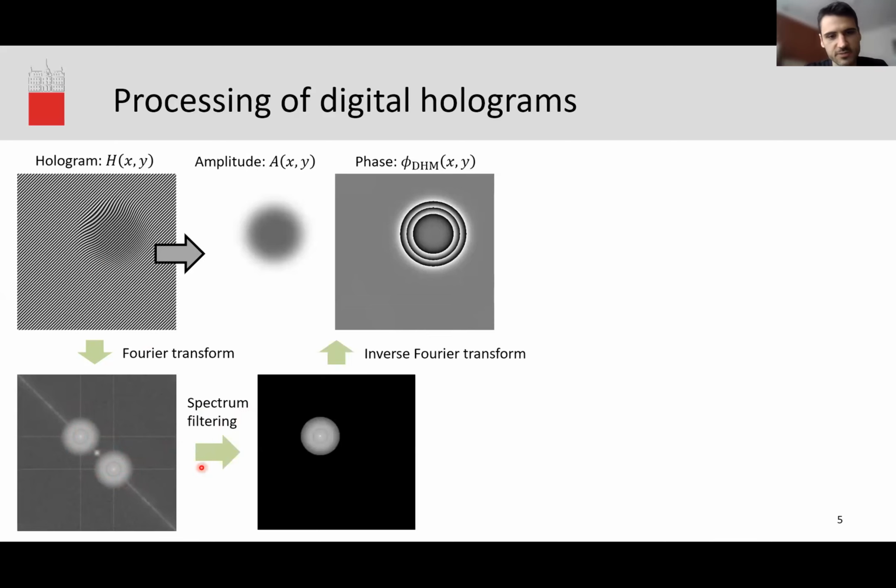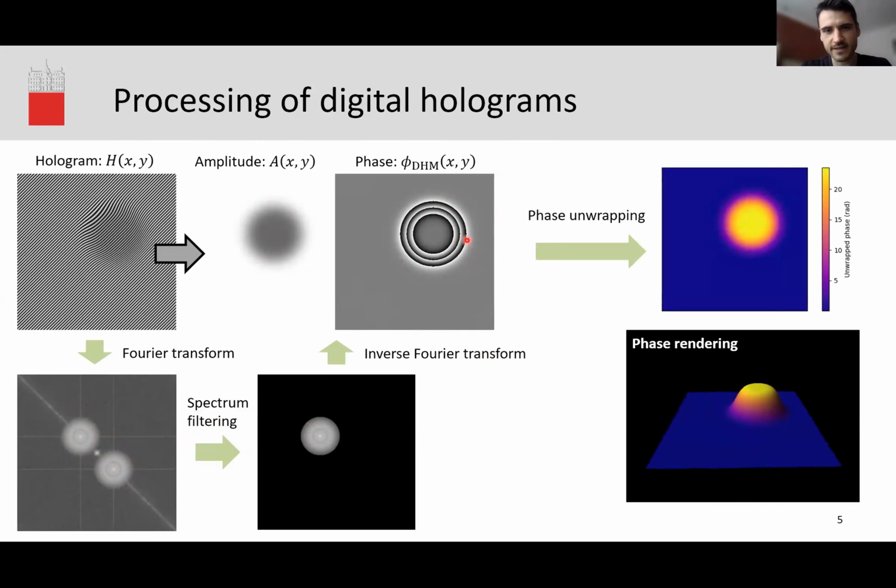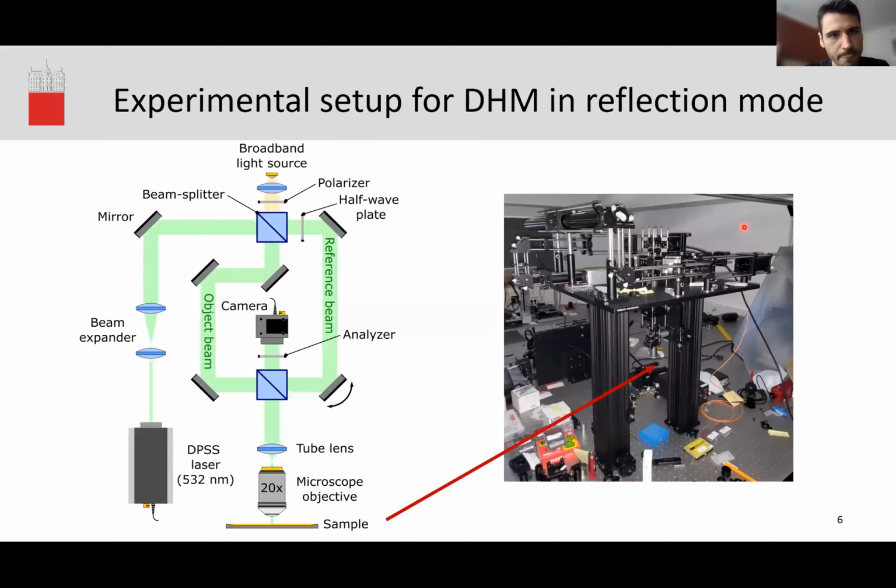We can do spectrum filtering in the Fourier space and then do an inverse Fourier transformation to obtain the amplitude and phase of our object. The phase shift that an object introduces is many times more than just minus and plus pi, so we also have to use phase unwrapping algorithms to get the unwrapped phase.